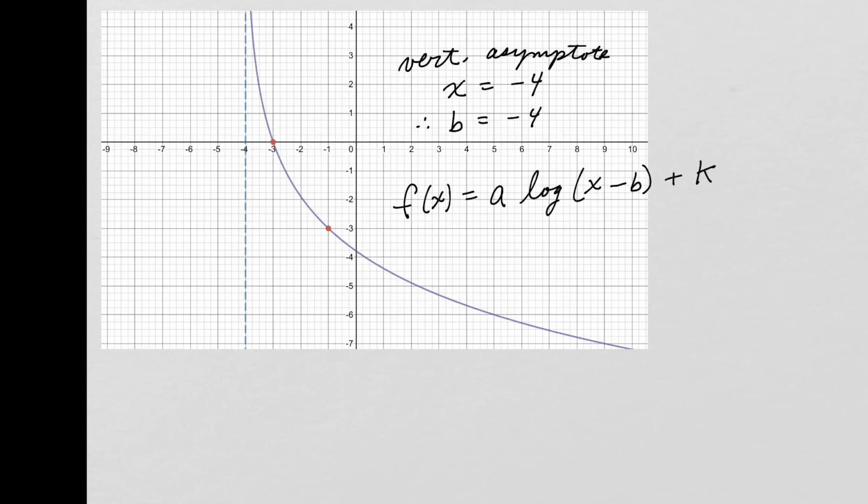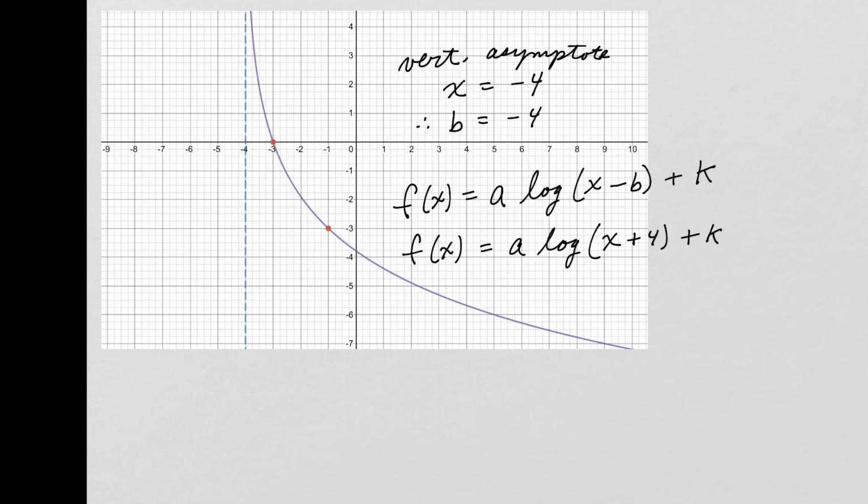Okay, now what? Well, we know b, right? So we could plug that in. Actually, let's just do that. So this is going to be x minus a negative 4, but that's the same as x plus 4, plus k. And now I have to figure out a and k. We're pretty sure a is going to be negative because it looks like it's flipped vertically, right? So how do I figure out a and k? Well, here I'm going to pick 2 points that are on the graph, plug in those 2 points, and then solve my 2 equations for a and k.